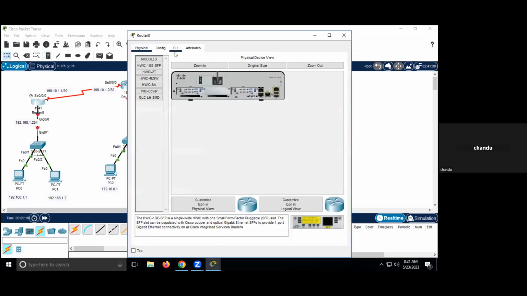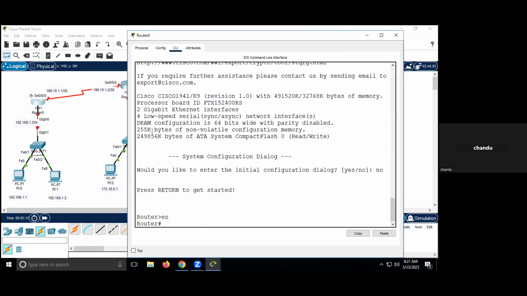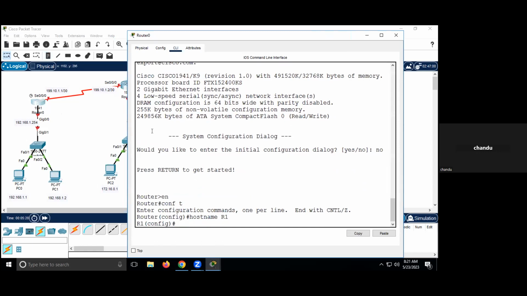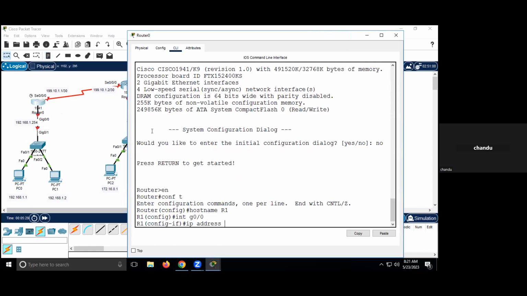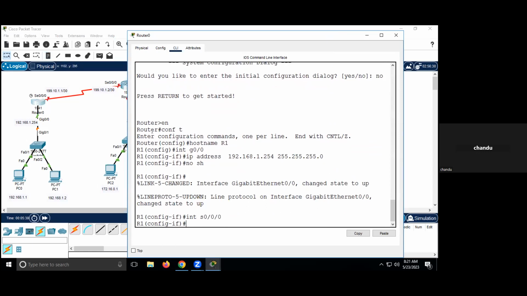So let me configure these interfaces. Hostname is R1. Interface Giga 0/0, and its IP address is 192.168.1.254, 255.255.255.0. Type no shutdown. Interface serial 0/0/0, its IP address is 199.10.1.1, /30 means it is 252.